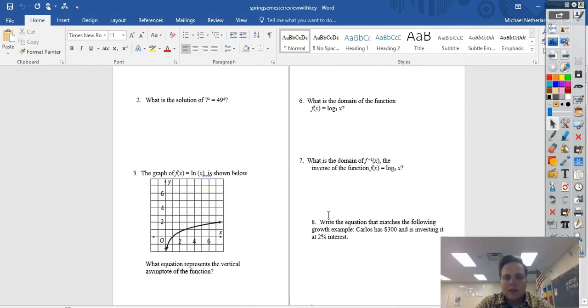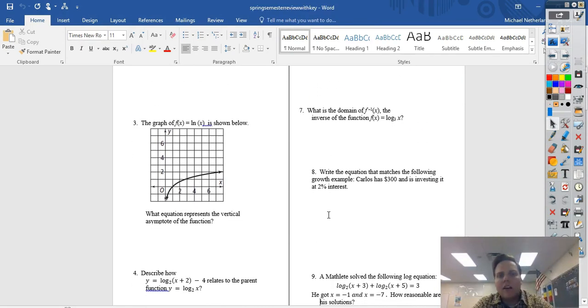Number 3. The graph of f of x equals the natural log of x is shown below. What is the equation of the vertical asymptote? Guys, the vertical asymptote is at x equals 0 unless my graph has shifted left or right. Well, are there any transformations in this thing right here? No. So it's just x equals 0.